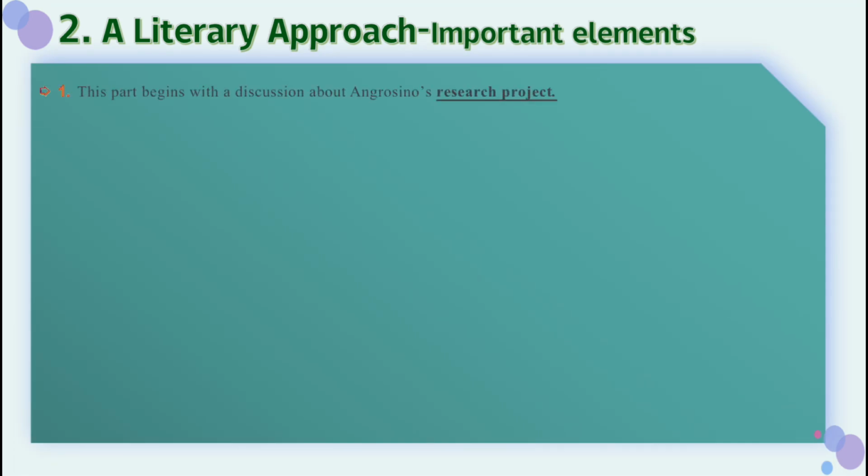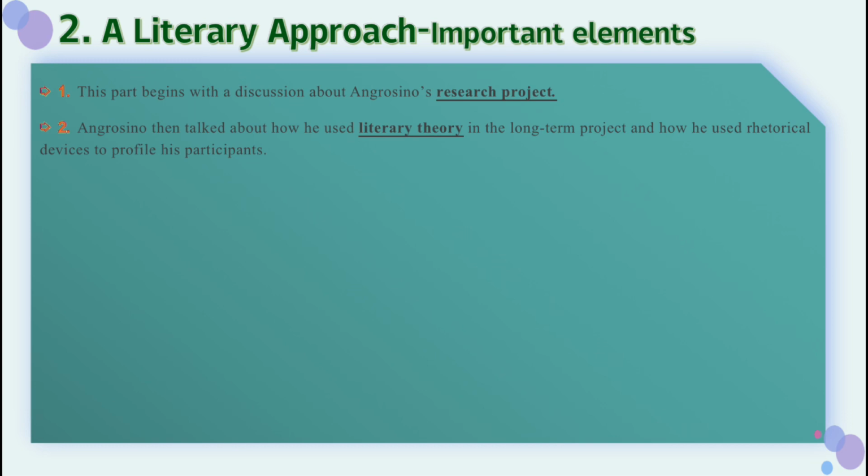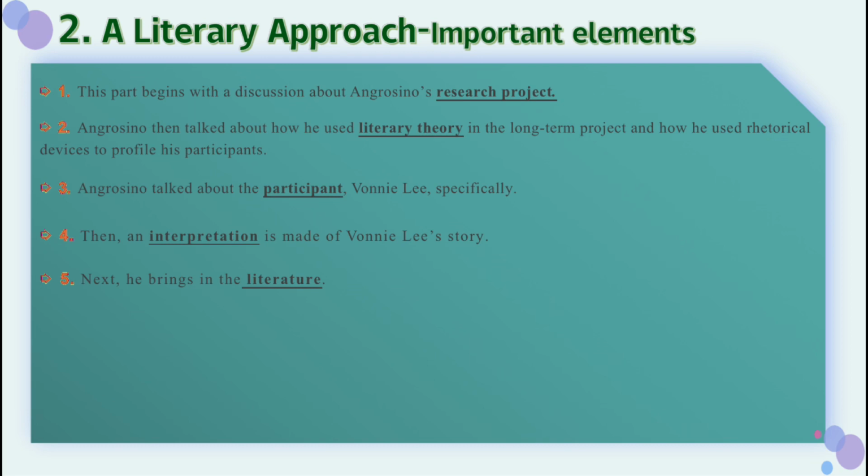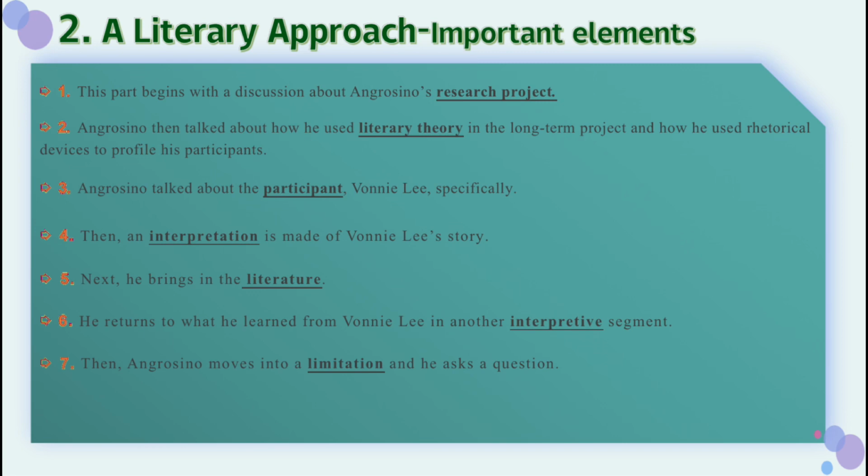And this part begins by discussion about Ambrosino's research project. Ambrosino then talked about how he used the literary theory in the long-term project and how he used rhetorical devices to profile his participants. And then Ambrosino talked about the participant, Wonnie Lee, in detail. Then an interpretation is made of Wonnie Lee's story. Next, he brings in the literature. Then he returns to what he learned from Wonnie Lee in another interpretive segment. Then Ambrosino moves into a limitation and he asks a question. Finally, the author speaks to the significance of the study.